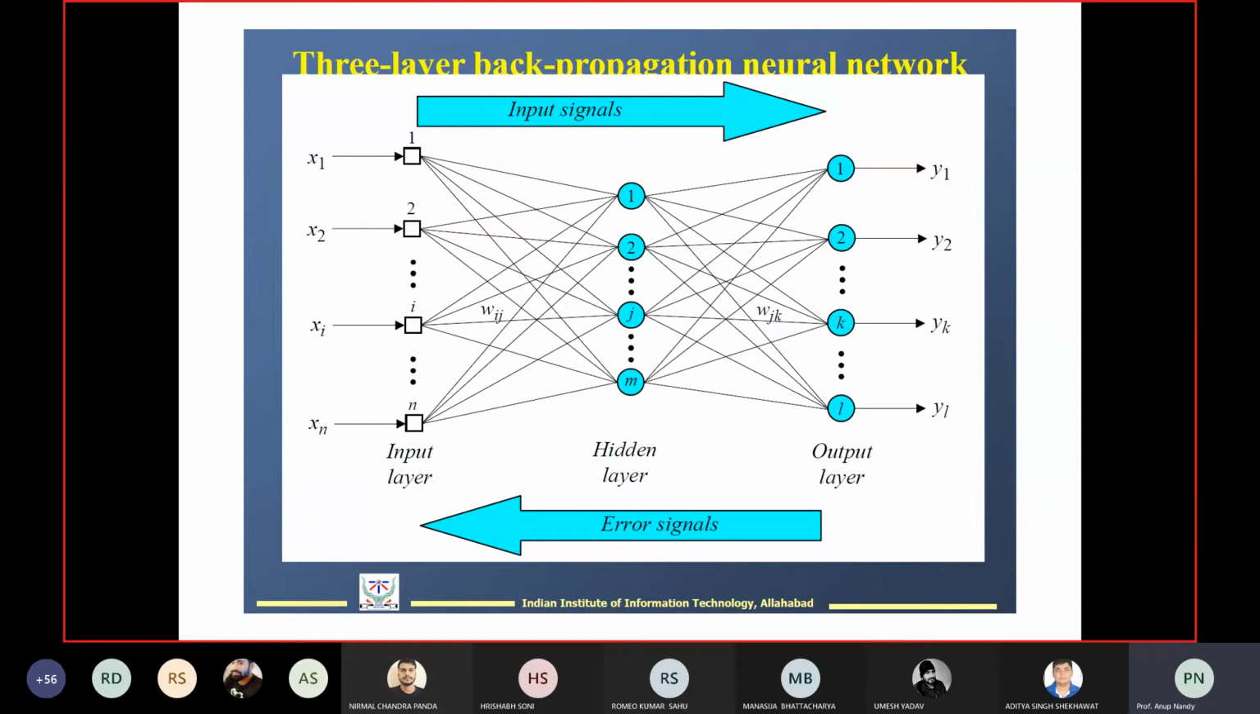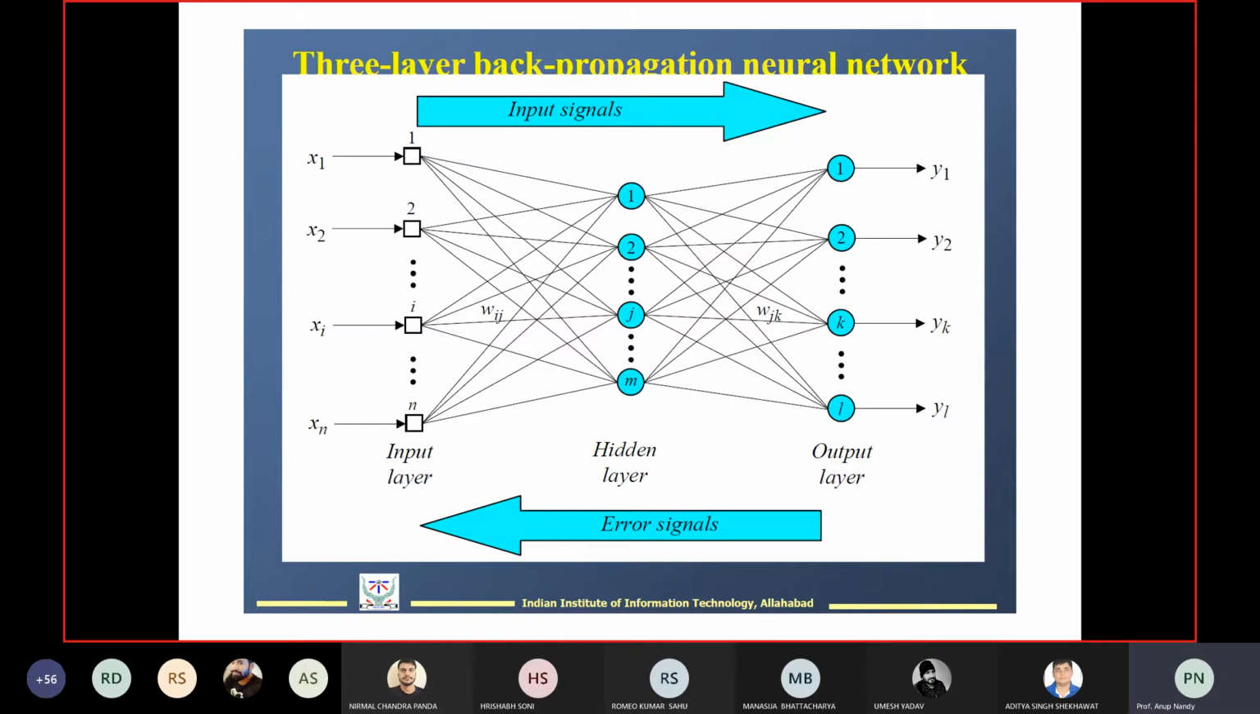Now obviously there is a link from the hidden layer to the output layer. As you can see, in the output layer you have the kth neuron and the lth neuron. So this is the first layer, then this is the second layer, then this is the nth layer. You can consider it in this way.